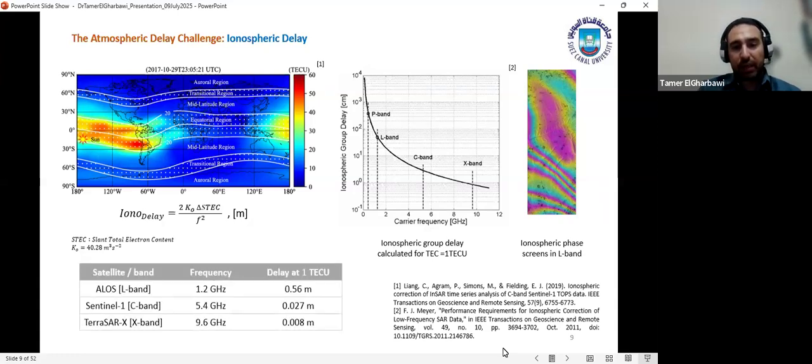To get a grasp of the effect, here we calculated the delay at 1 total electron content unit. It's nearly 50 centimeters for the L-band, 2.7 centimeters for the C-band, and merely 8 millimeters for the X-band. And the ionosphere has a long wavelength effect. So for the C-band and the X-band, it can be removed along with the baseline correction.